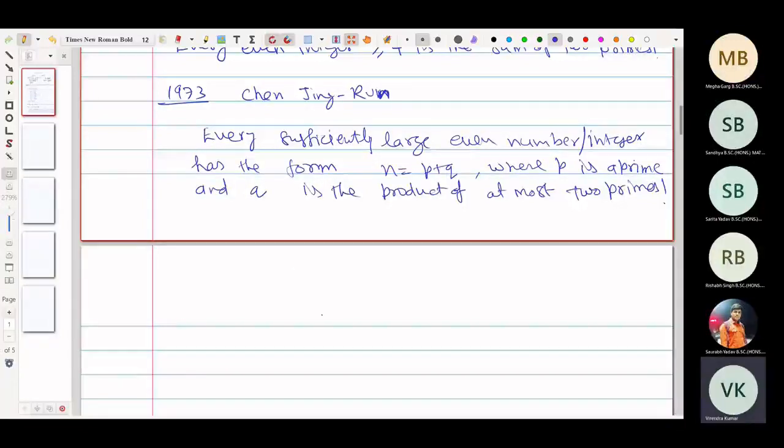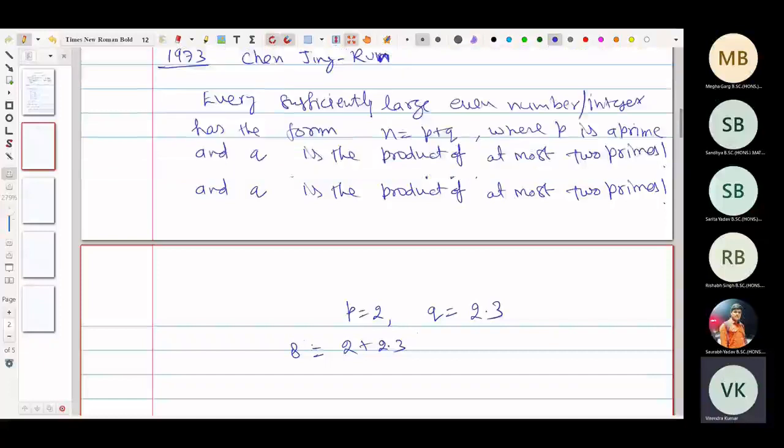Fine. So for example, suppose you take p equals 2, and then q, this should be a product of two primes, so let us take 2 times 3. So 2 plus 2 times 3, this is going to be 3 times 2, that is 6, plus 2, 8. Like this it is telling.